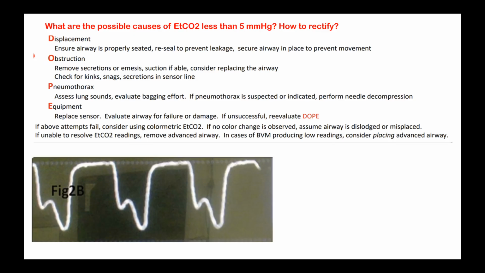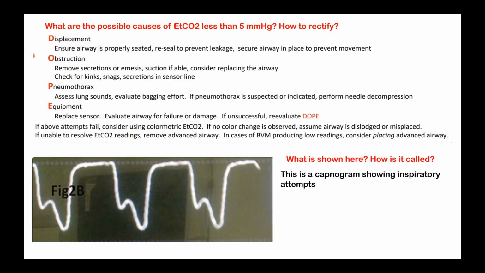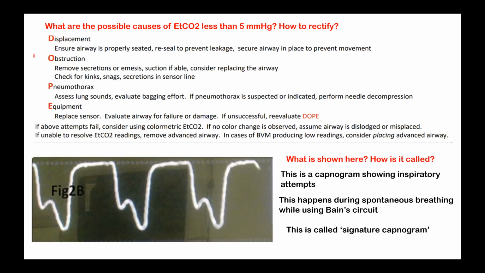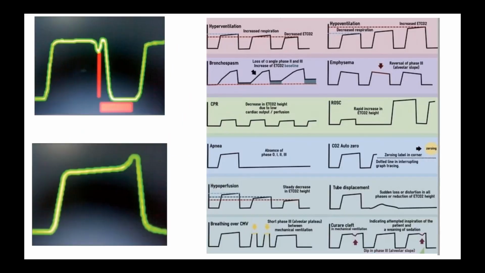What is this capnograph called? Ventilator patient asynchrony. The hump is there in the inspiratory phase. There is nothing in the expiratory upstroke or the plateau. There is an inspiratory phase, there is an upstroke. So this is a capnogram showing inspiratory attempts. This happens during spontaneous breathing while using a Mapleson circuit. This sort of thing is called a signature capnogram.